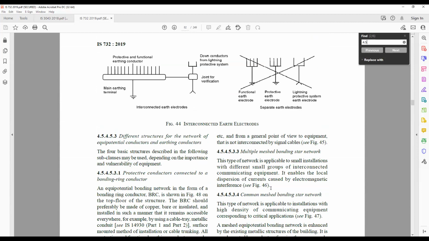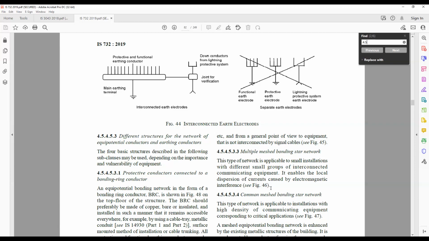Here, this picture is included in 2019 in the IS 732, just to tell you that a separate functional earth electrode, a separate protective electrode, and a separate lightning protection electrode is wrong. That is why we put the cross mark. This concept itself is wrong. On the left side, you have the correct concept. There is a bus bar, main earthing terminal, protective and functional earthing conductors. All the earth wires coming from your building are connected to an MET. The MET is also connected to down conductors of lightning protection, joined for verification, and there is one symbolic representation of protective earthing. This is how it has to be made.